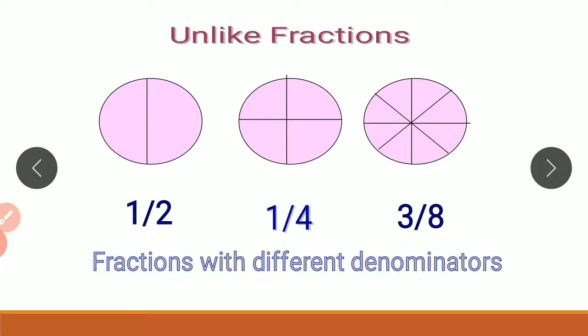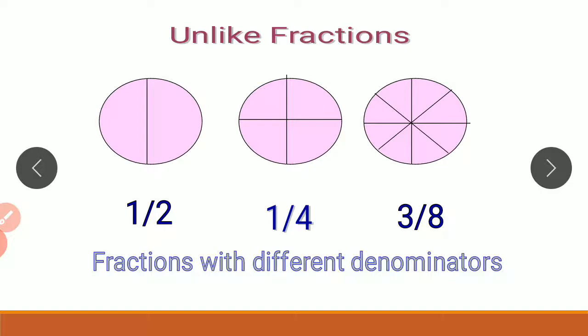So this picture is divided into two parts, that's why we write here 1 by 2 for one part. Because we are writing the fraction for one part, we will take the numerator as 1 and the denominator will be 2. That means the total parts are 2. That's why we write here 1 by 2.